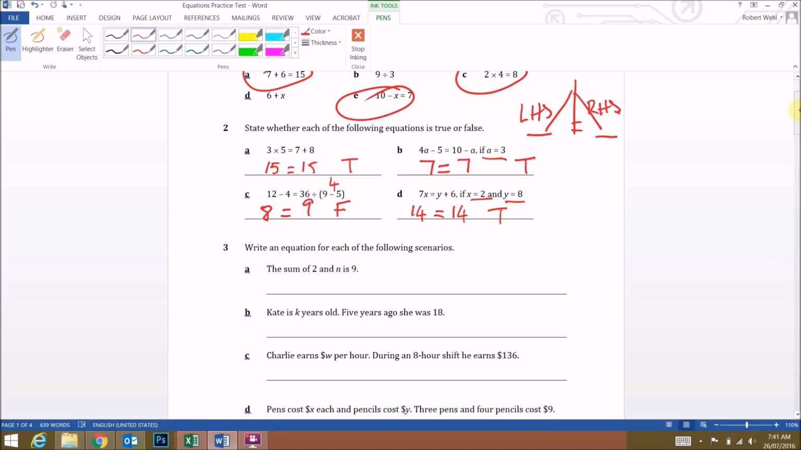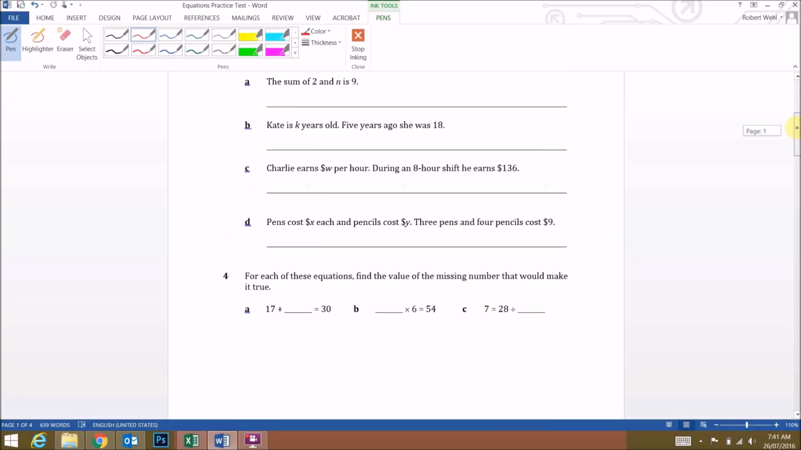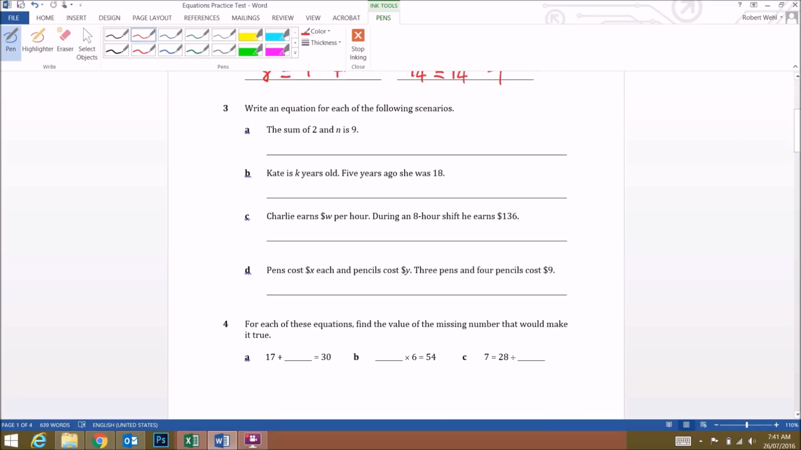Write an equation for the following scenarios. A, the sum of 2 and n is 9, so sum means plus, and we're putting together 2 and n. So 2 plus n equals 9. Kate is k years old. 5 years ago, she was 18. All right, so she was 18, that's our answer. And 5 years ago means minus. So k minus 5 equals 18.